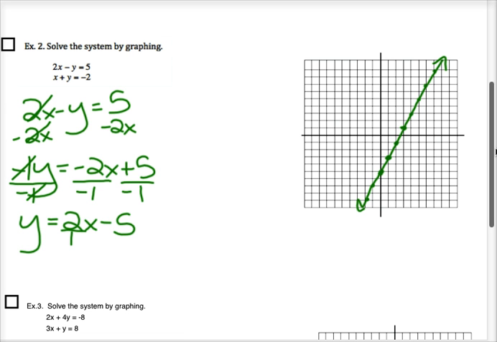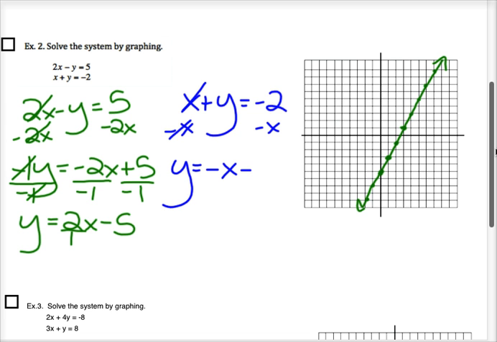Now I'm going to focus on my second line, x plus y equals -2. So my goal is the same: I need my y by itself. So I'm going to move my x over. I'm going to subtract it to the other side. So I get y equals -x minus 2.